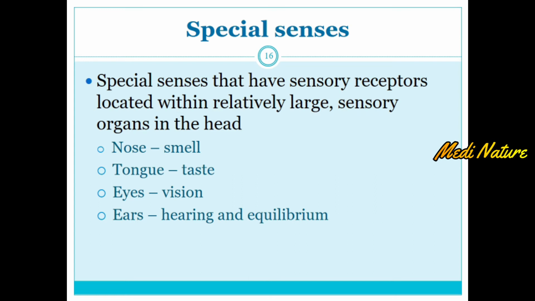Now we are going to talk about the special senses, which are the specialized organs to receive a special sensation. The special senses have sensory receptors located within relatively large sensory organs located in the head. For example, nose for the smell, tongue for the taste, eyes for the vision, and ears for hearing and equilibrium. So now we are going to talk about one by one.